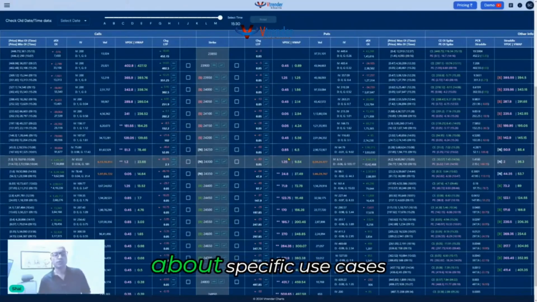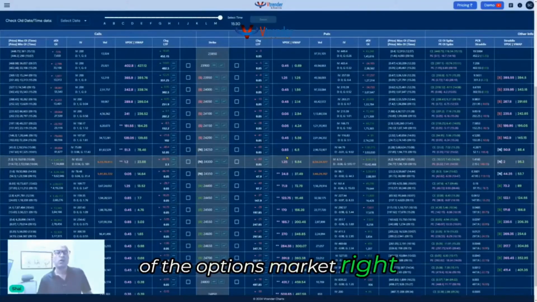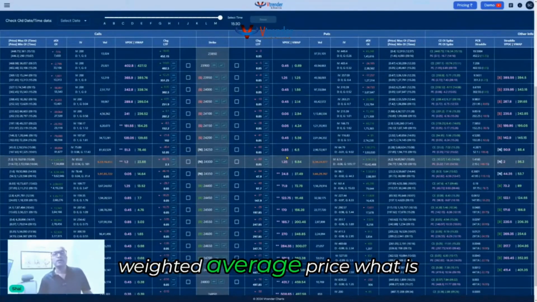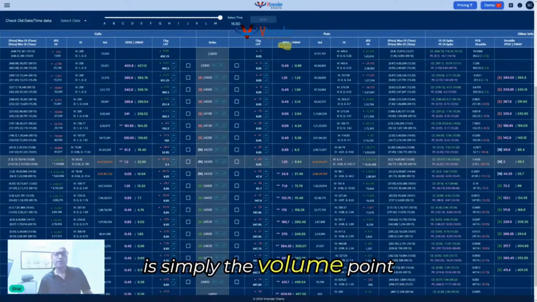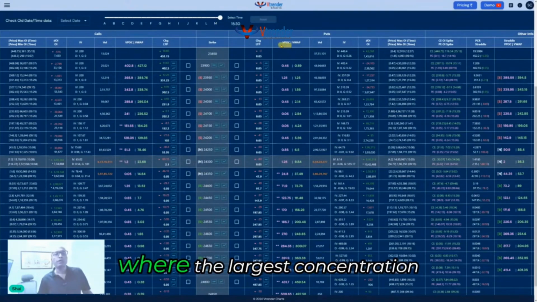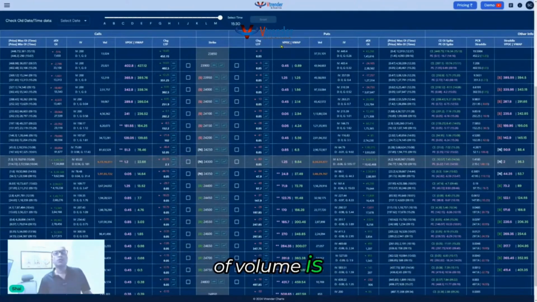Today we're going to be talking about specific use cases of the options market, right? So if VWAP is volume weighted average price, what is VPOC? Now VPOC is simply the volume point of control, or in short, the area where the largest concentration of volume is on a volume profile chart.